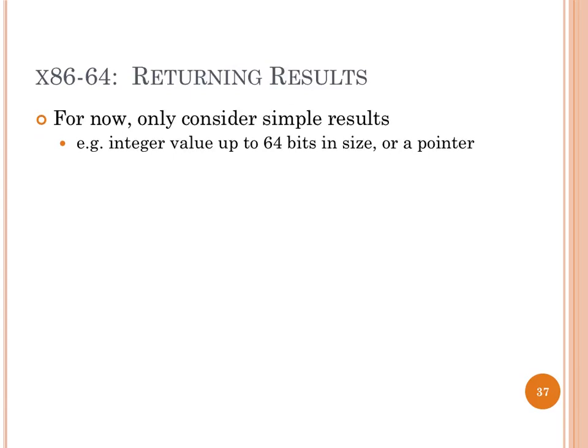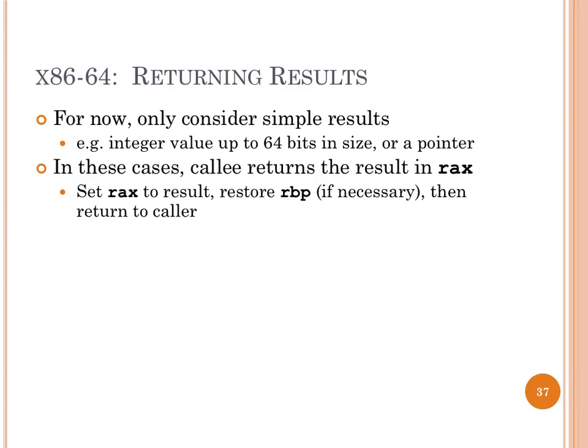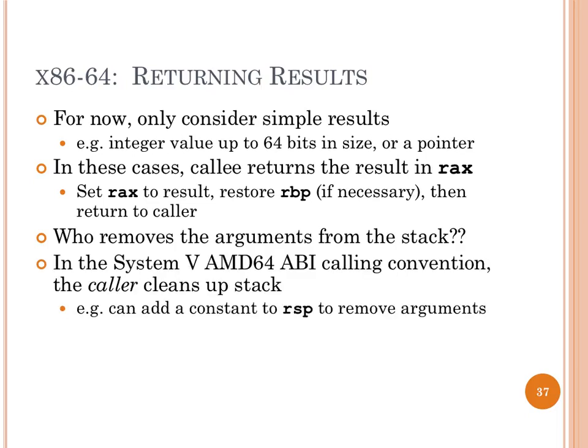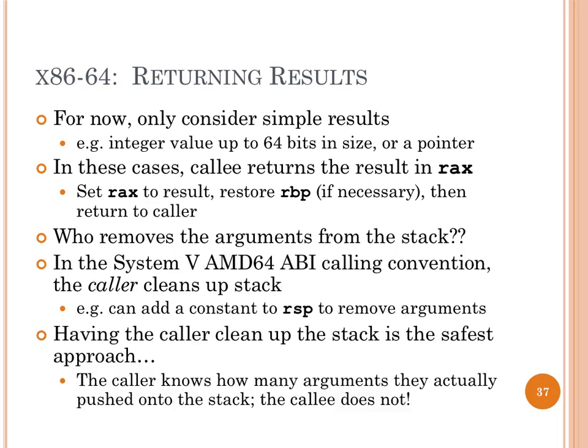We're going to talk about returning ints, longs, and pointers. That's all we care about in this class. So in this case, we return the result in RAX. Okay? So basically, we set RAX to whatever we want to return, and then we have to go back. Now the question is, who gets rid of the stuff on the stack? And again, the caller is the one who knows how many arguments they put on. The callee doesn't necessarily know. So in this convention, the caller is responsible for cleaning up the stack. Okay, so that's a nice, safe way of doing it.